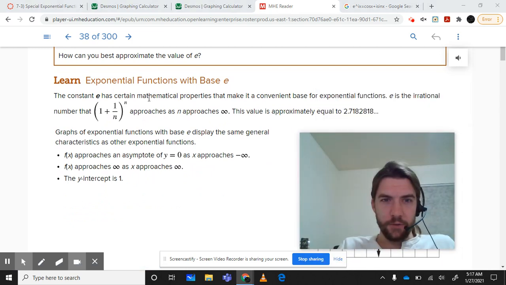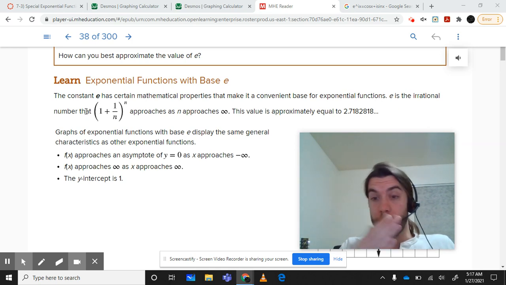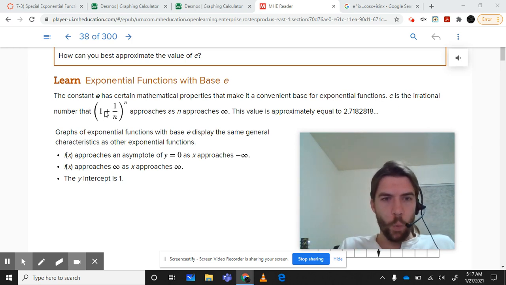The constant e has certain mathematical properties that make it a convenient base for exponential functions. e is the irrational number, meaning a number that never ends, that (1 + 1/n)^n approaches as n approaches infinity. So as n gets bigger and bigger, we approach this number.